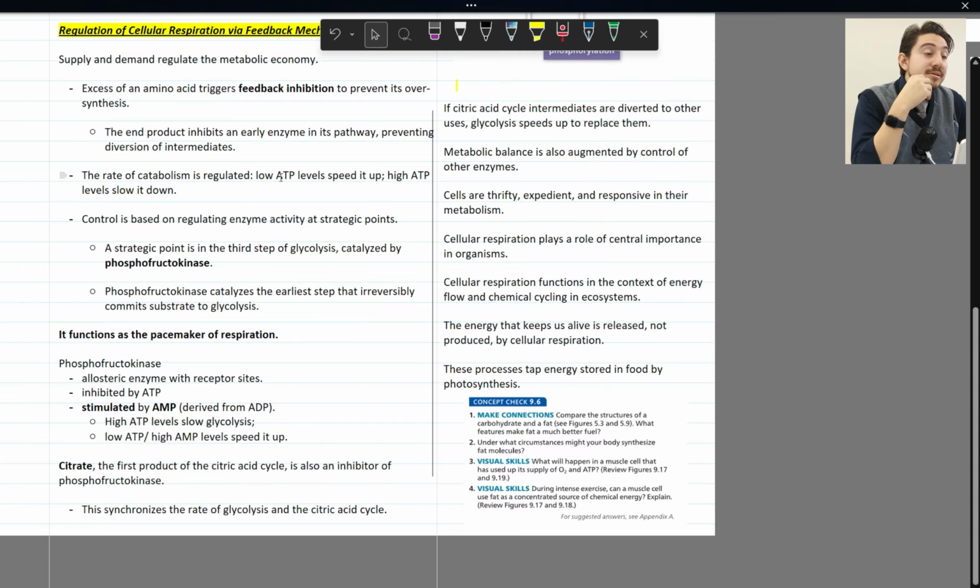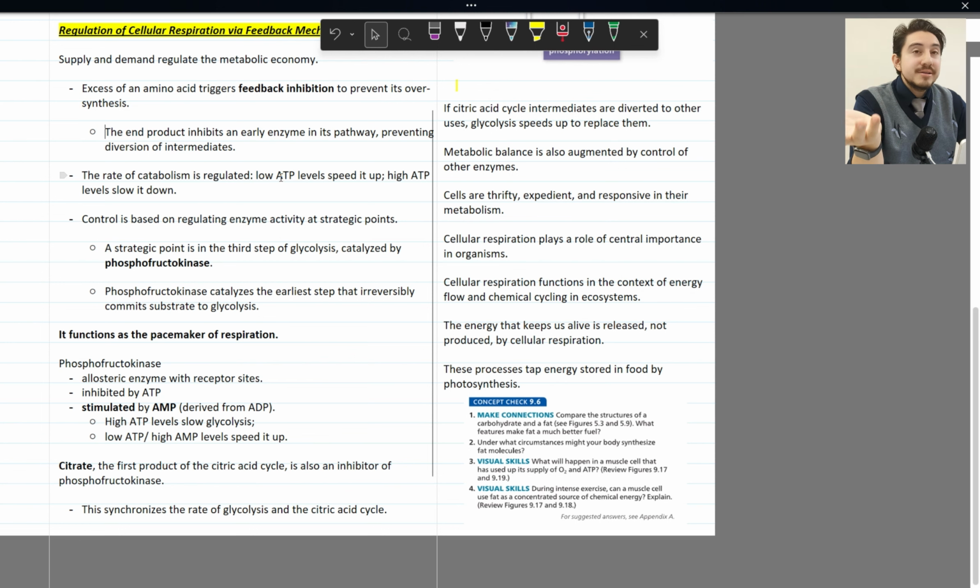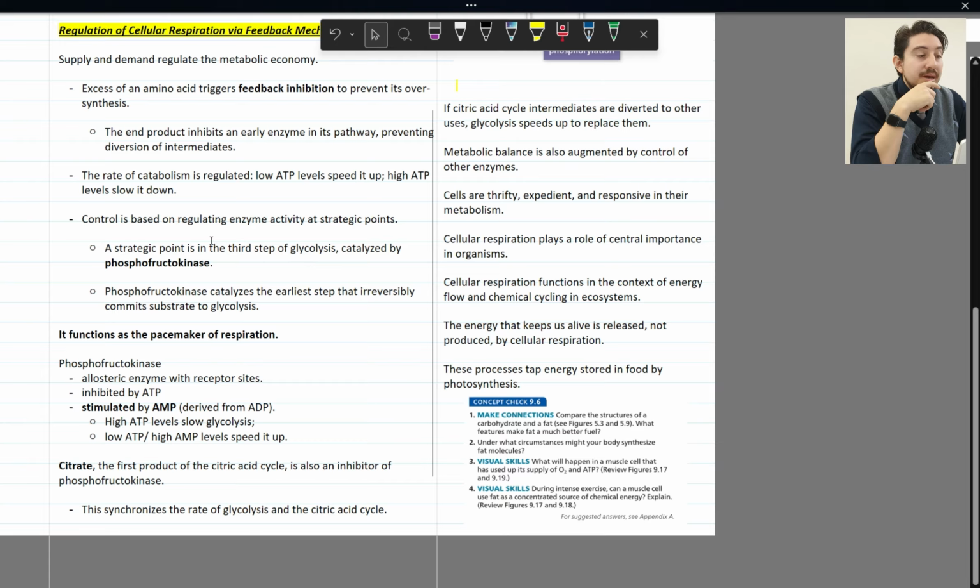Low levels of ATP will speed up the process. If you have an abundance of ATP, then you're going to slow down the whole cellular respiration process, because if you have an abundance, why are you going to produce more and more? You're just going to waste energy and materials. So our cells have this feedback inhibition mechanism. Control is based on regulating enzyme activity at very strategic points.